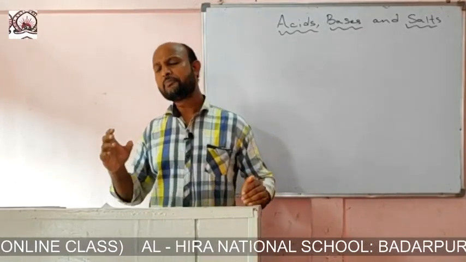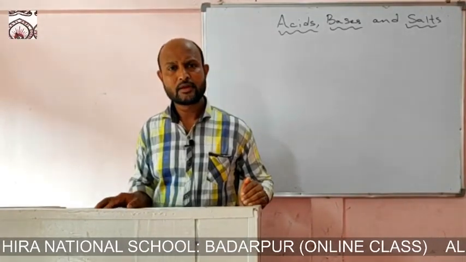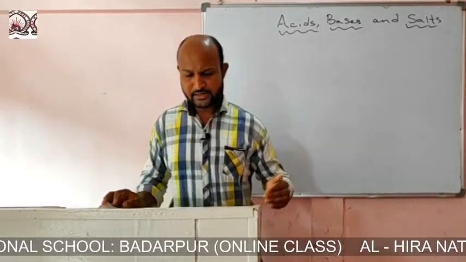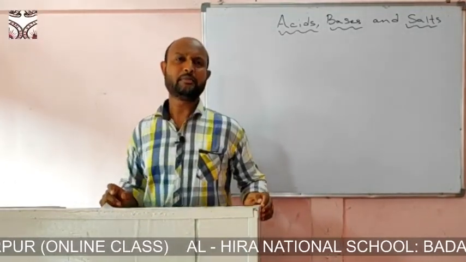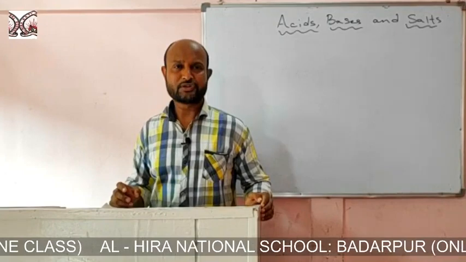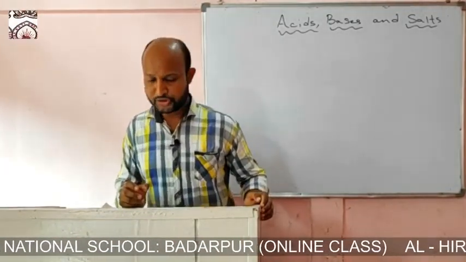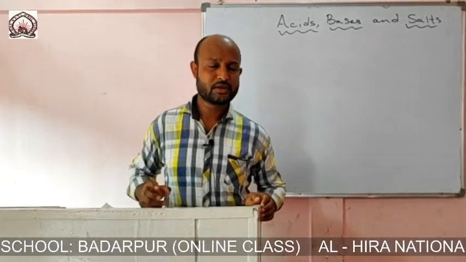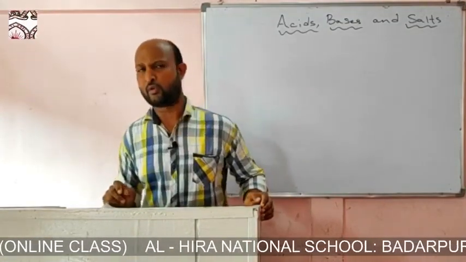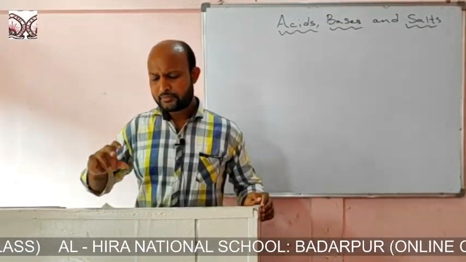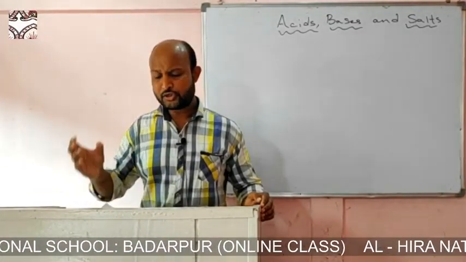But all these different indicators give different colors in different media. Let us take the example of turmeric juice. As you all know, what is turmeric? Turmeric powder is mixed with water and used as an indicator, which is called turmeric juice, or you can also extract the juice from turmeric. The yellow turmeric juice turns reddish to deep brown.